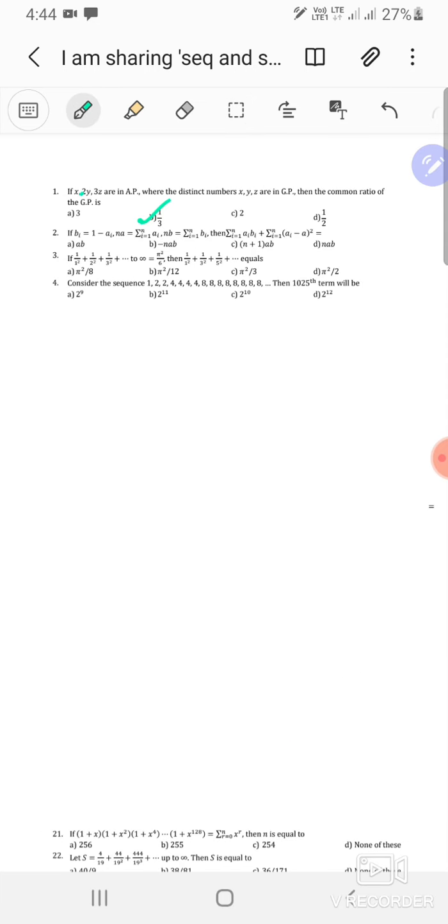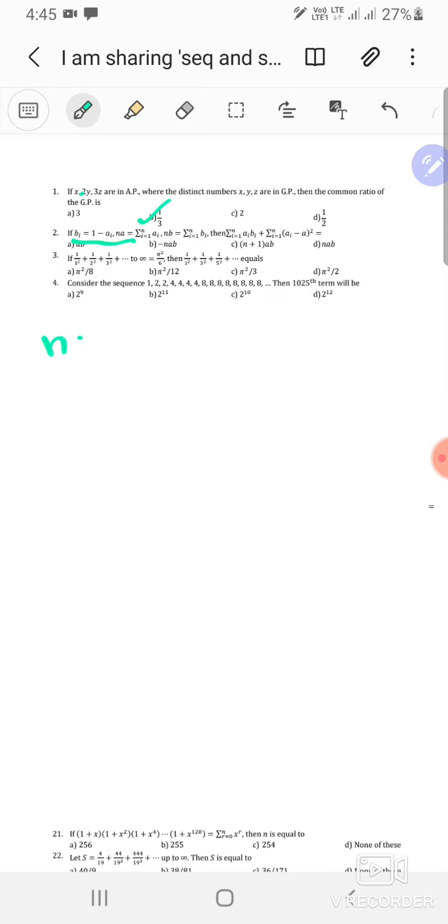The next question is, if bi equals 1 minus ai and n times a is equal to the summation from i equals 1 to n of ai, and n times b is equal to the summation from i equals 1 to n of bi, then the summation from i equals 1 to n of ai times bi plus the summation from i equals 1 to n of ai minus a whole squared is. So first of all, what I would like to do is replace every bi with an ai using this equation.